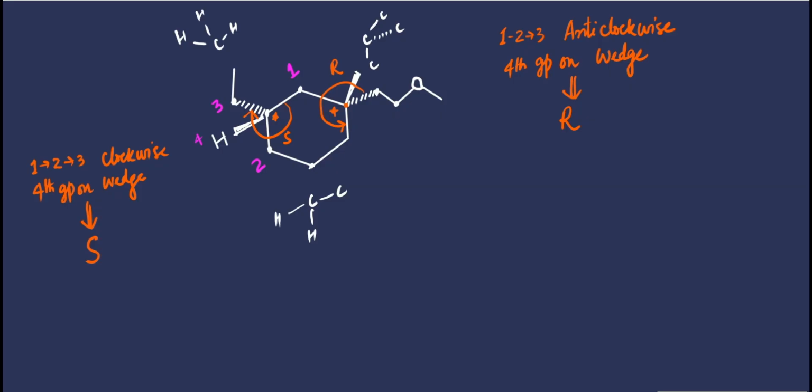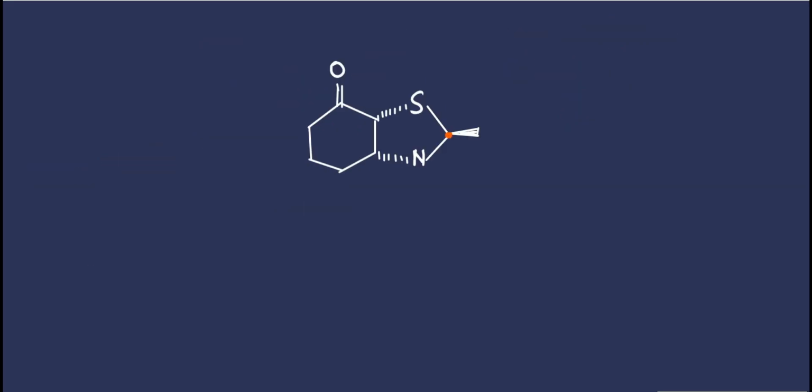In this example, there are 3 chiral centers. Take this one first. Sulfur gets number 1. Nitrogen gets number 2. Methyl gets number 3. The fourth group must be on dashes and is hydrogen. The arrow from 1 to 2 to 3 moves anticlockwise, with group 4 on dashes, hence the absolute configuration is S.